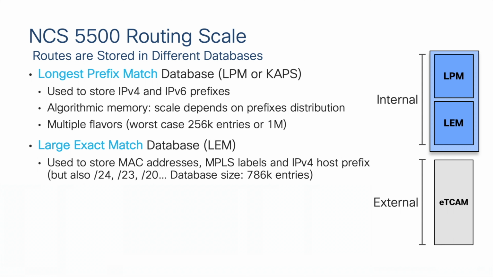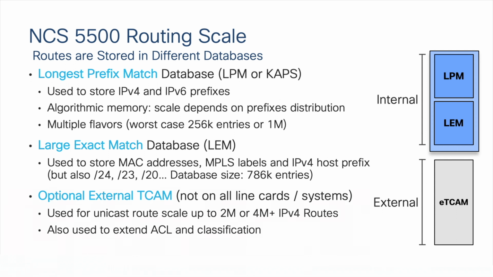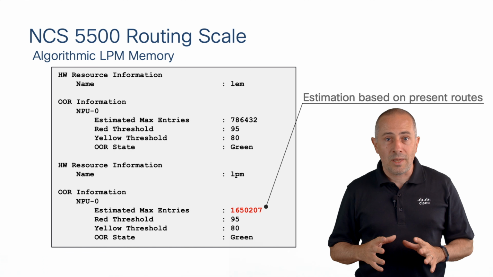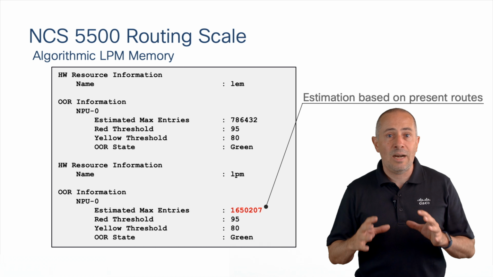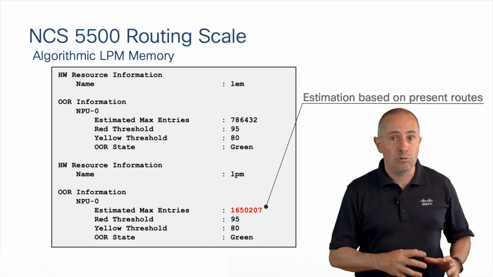Basically, except if you are using what we call a large LPM Jericho Plus, the LEM will be more or less twice the size of an LPM for IPv4. So we need to distribute the routes as smartly as possible to optimize the occupation of these resources of different capacity. The third memory is the external eTCAM, and of course this one is optional. It's limited to the SC systems and the line cards. LPM memory is algorithmic. That means the capacity is directly dependent on the prefix length distribution.